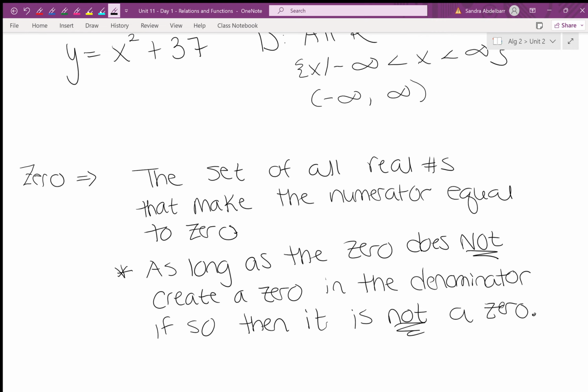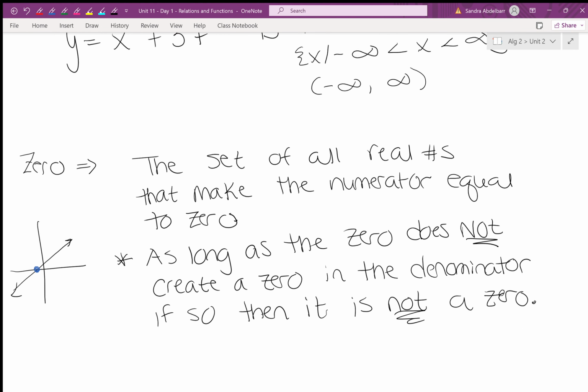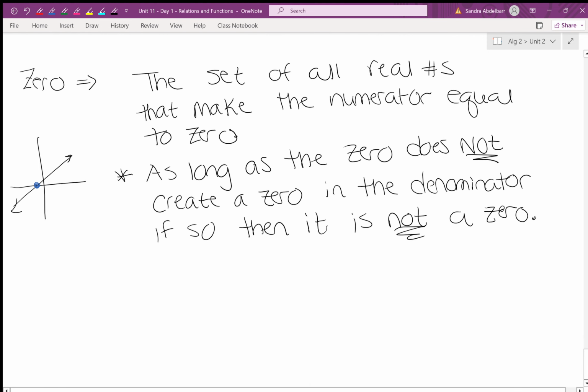Remember when we're finding zeros, also called roots, what are we looking for? We're looking for where our graph crosses the x-axis. And where does our graph cross the x-axis? When y equals 0. So when will a function equal 0? A function will equal 0 when the numerator is 0. Doesn't that make sense? The function will equal 0 when the numerator is equal to 0.